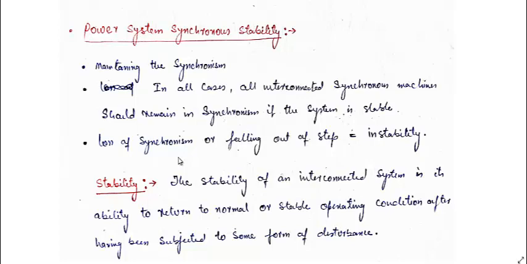Since it is related to synchronous stability, it is usually related to the synchronous machines. Since we know that our power system contains a number of synchronous machines, all the generators usually are synchronous generators. So we say that our system will be stable only when the synchronous machines are running at synchronous speeds. In other words, maintaining the synchronism means that our system is stable.